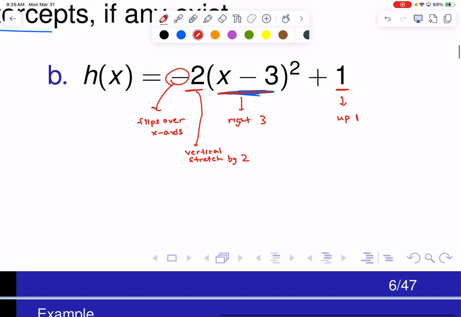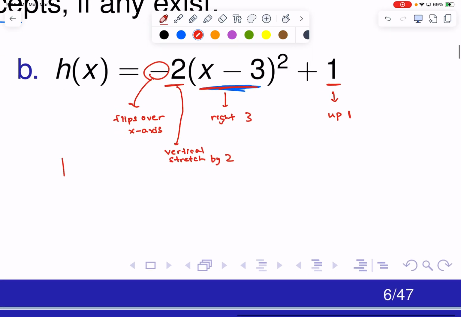So let's go ahead and graph it. So I'm going to make a small little graph here, and I'll show you how to deal with the 2 because it's not 1-to-1 anymore. All right, what does the graph do? Tell me what happens. Shift it for me. How does it shift? Right 3. 1, 2, 3, up 1. Everybody okay with that? Which way does it open? Down.